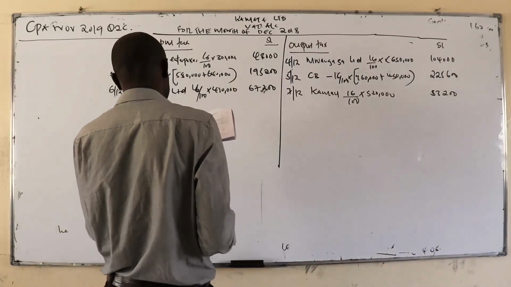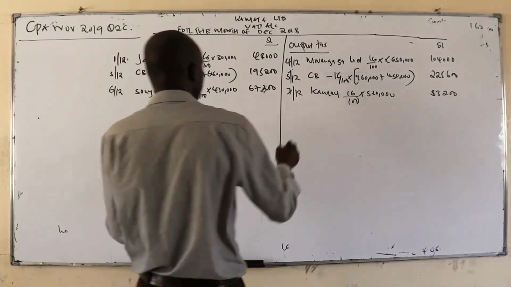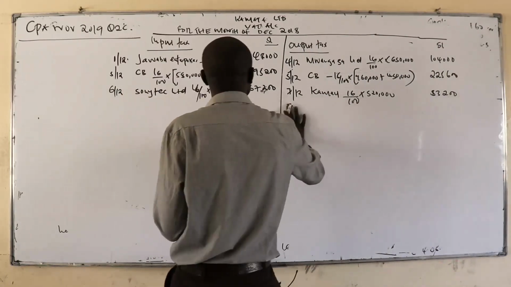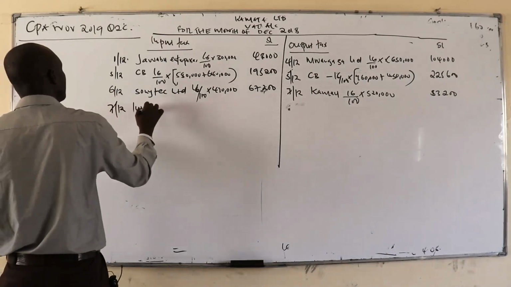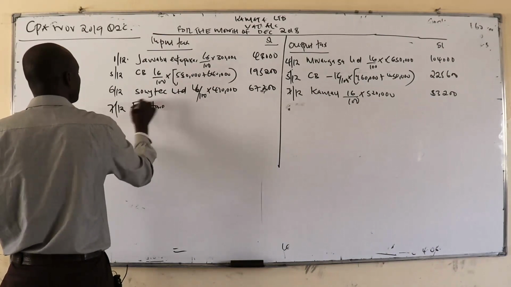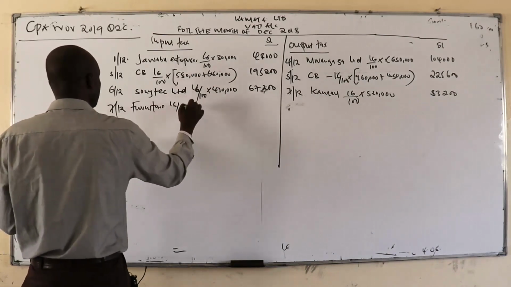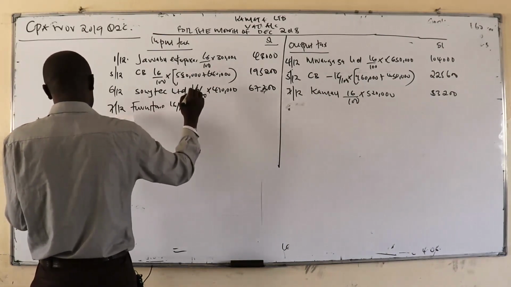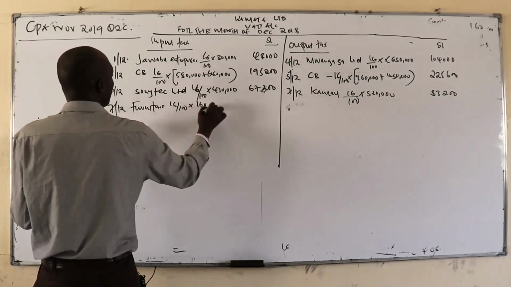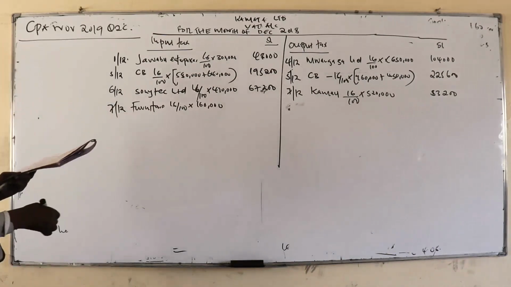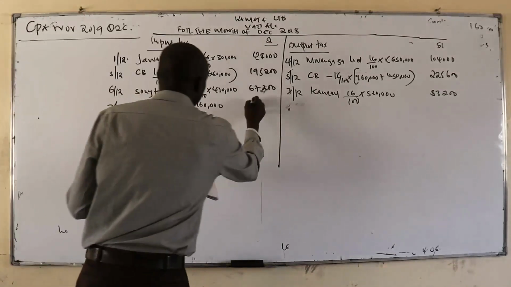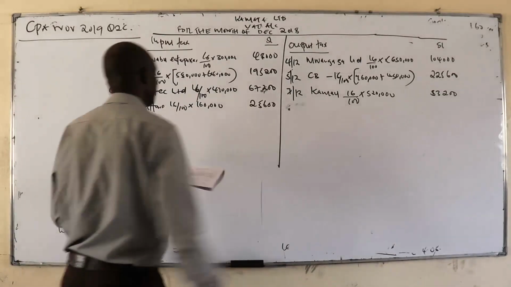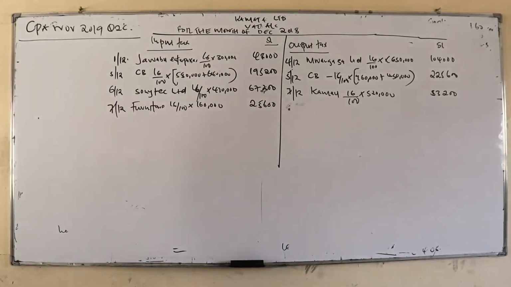Next, furniture, isn't it? He purchased furniture on 7th December. Furniture, how much is it? 16 out of 100 times 160,000. How much is that? 25,600. Okay. Next.